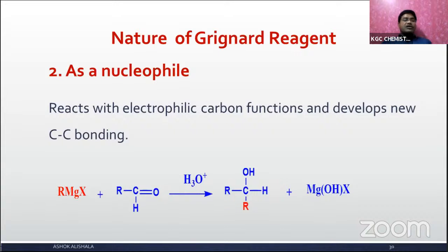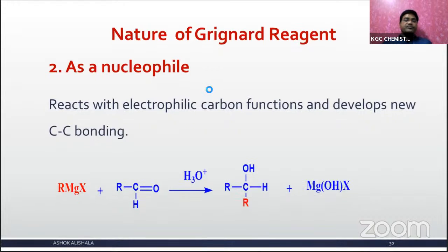For example, this is RMgX, alkyl magnesium halide. This is an aldehyde. In presence of acidic medium or a protic solvent, this will be converted into the alcohol. One alkyl group is from the Grignard reagent, another alkyl group is from the aldehyde, so that you will get the alcohol. In this reaction, the Grignard reagent acts as a nucleophile.